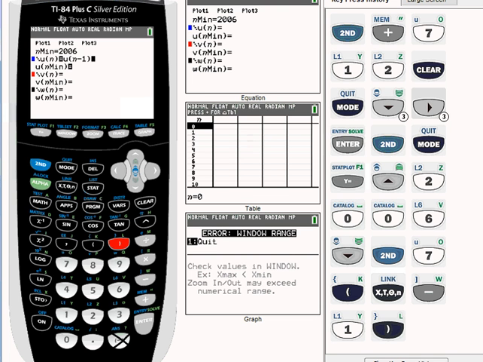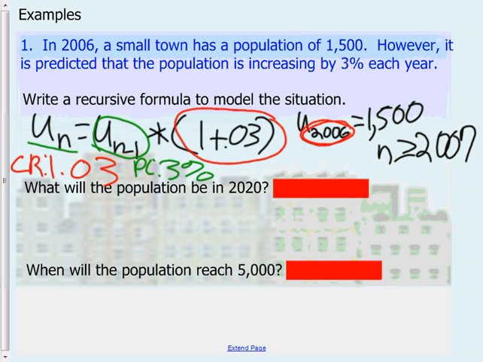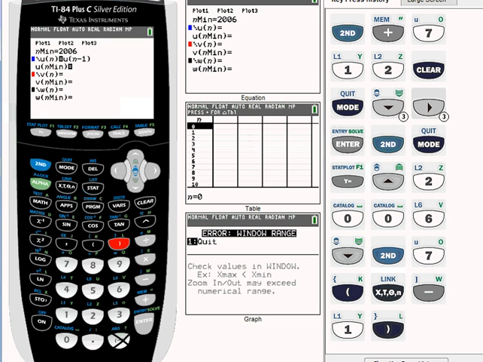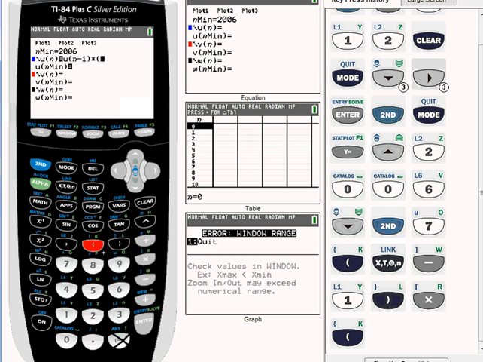So all we've got so far here is this chunk of it right here. So now we just need to do this last piece in there. So multiplying by 1 plus 0.03. And I know that's an extra keystroke to do that multiplication, but it'll help you out.